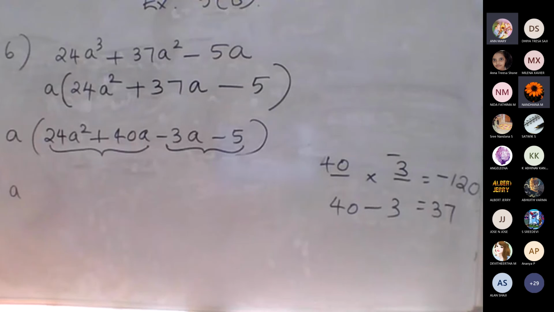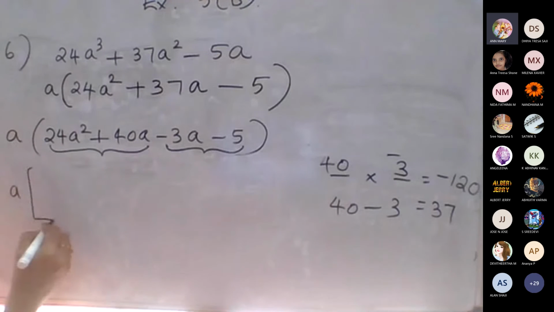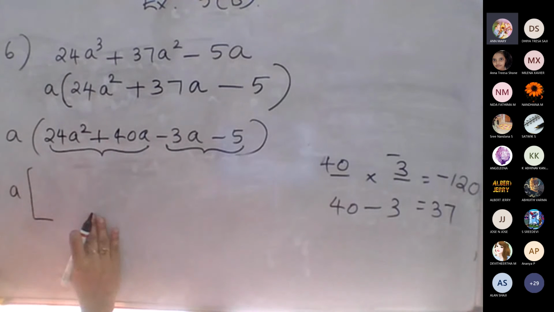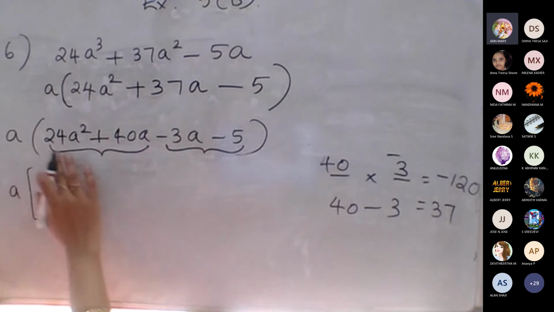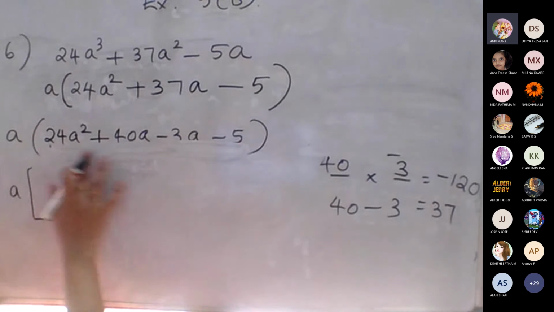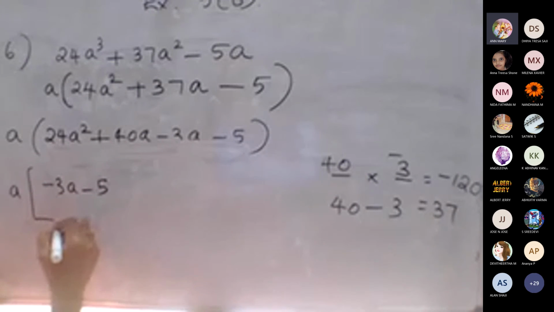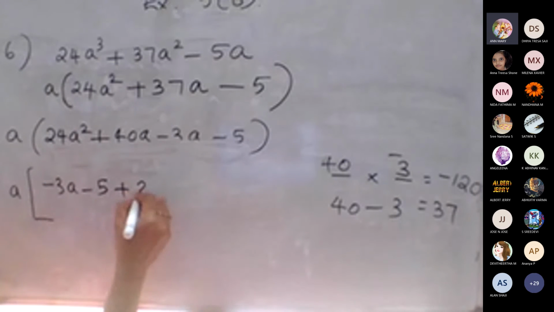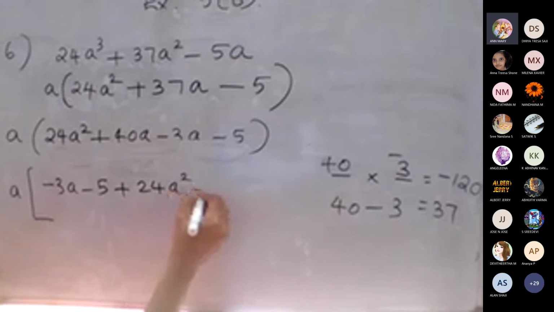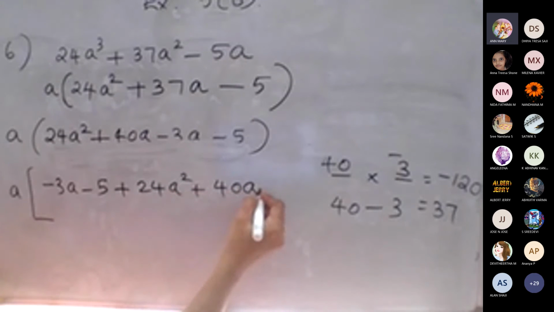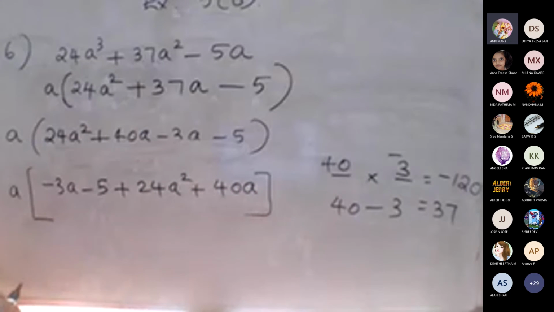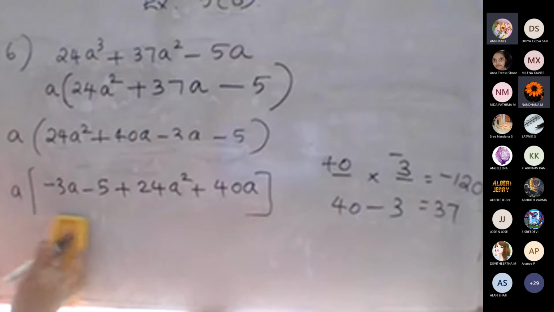So better, what can we do? Let it be there, or we can rearrange this question. That is better. Negative 3A minus 5, you write first. Then plus 24A square plus 40A. Now is it okay? Yes, ma'am.